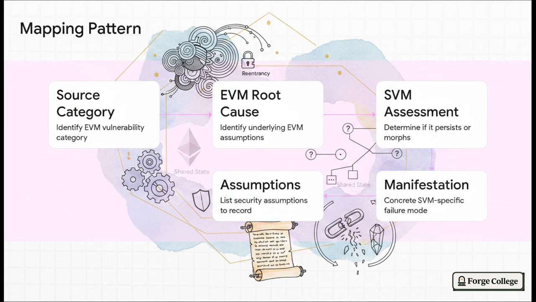Step 1, identify the source category, something like reentrancy. Step 2, define the EVM root cause, like what specific Ethereum assumption actually enables this. Step 3 is the SVM assessment. Step 4 is the SVM manifestation. What does this literally look like on Solana? And finally, Step 5 lists the security assumptions you absolutely must record. Stick to this pattern, and I promise you, your audits are going to be defensible and fully traceable.